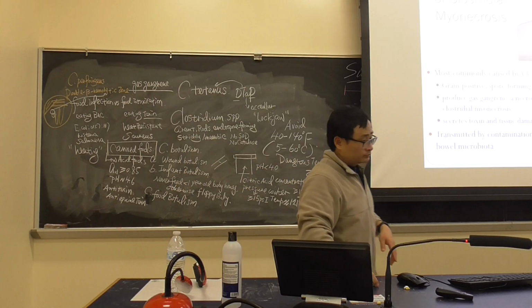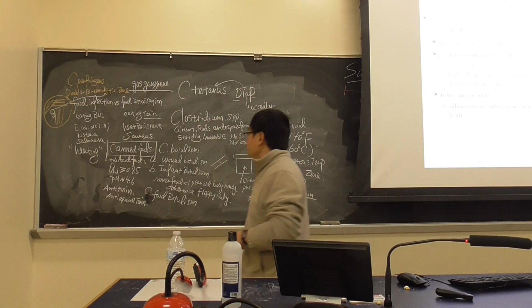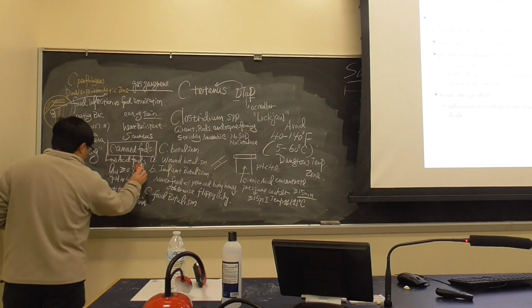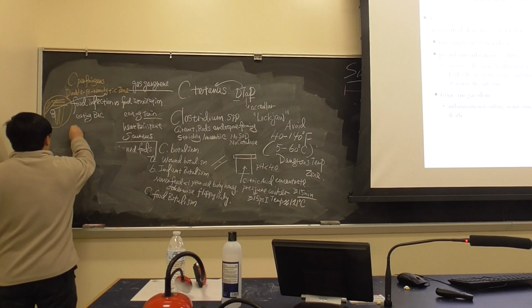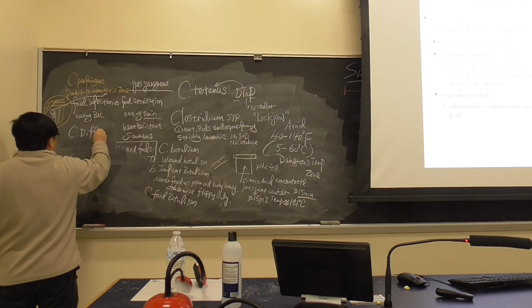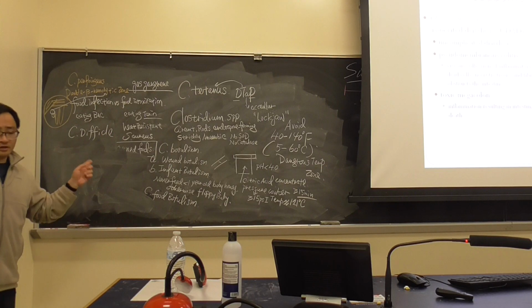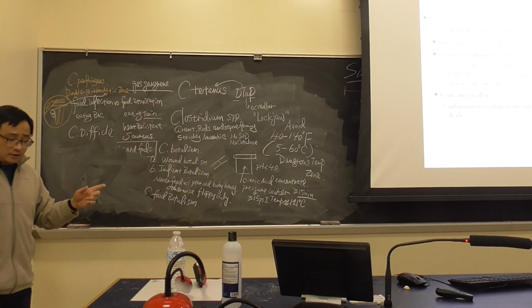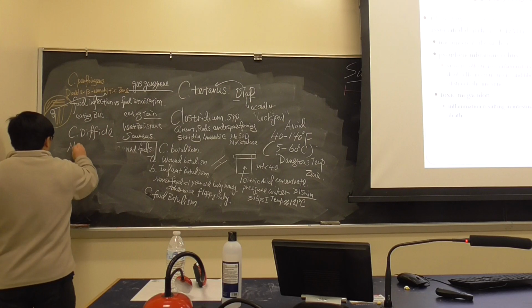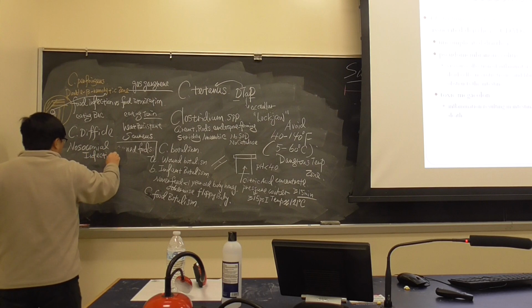Okay, that's Clostridium perfringens. Clostridium difficile is the last one. This one is very interesting, and we want to talk about it. First of all, Clostridium difficile is the same as the MRSA we just mentioned. It is a nosocomial infection, a hospital-acquired infection.